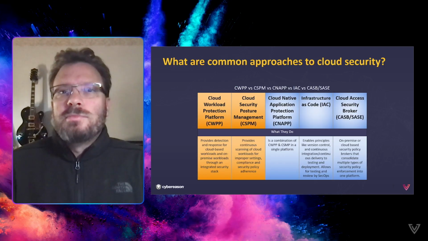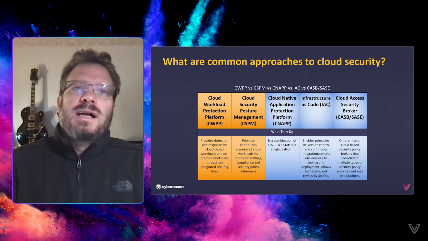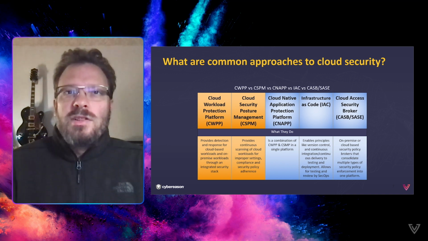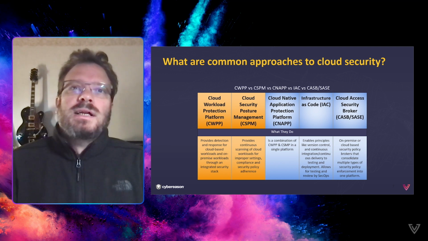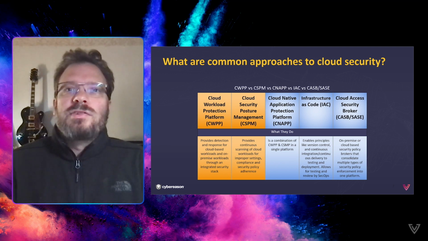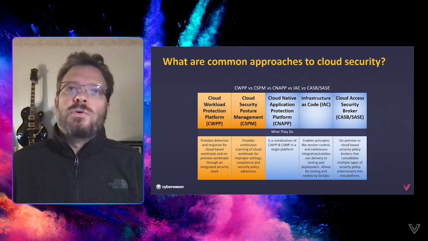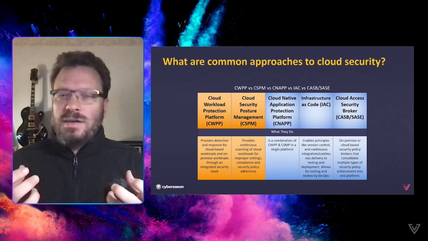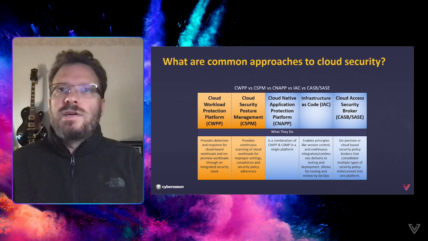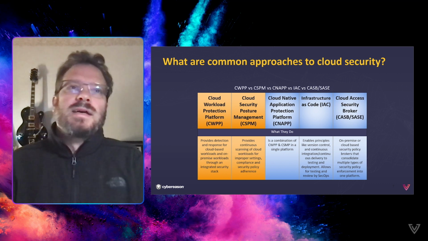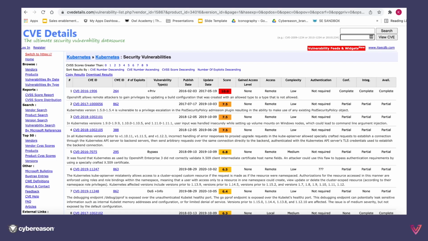You might hear a term referred to as infrastructure as code, but it's just one of those fancy DevOps terms. And then also the cloud access security broker. This is usually an on-premise or cloud-based security policy that helps enforce a lot of the security policies, not just necessarily compliance, but helping particularly with the configuration management and things like that. I'm going to be focusing mostly today on the CWPP and the CSPM side.